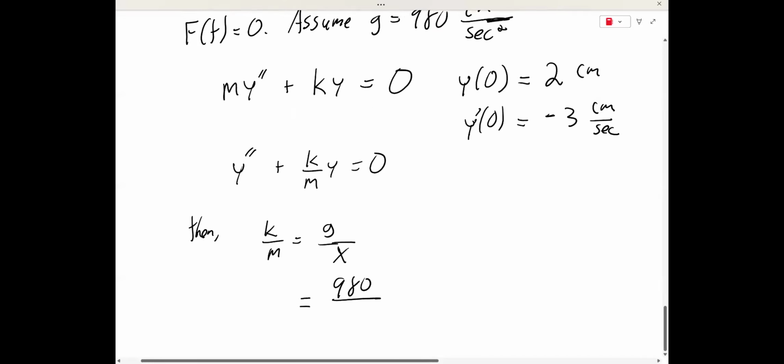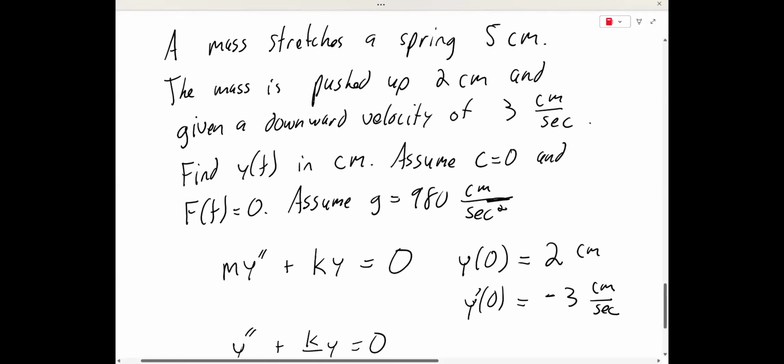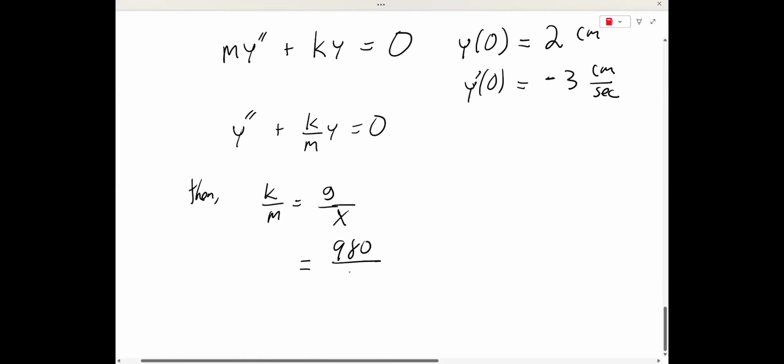Okay, that g is 980, and then the x, right? That's the displacement due to the weight. That was what? Yeah, 5. That's just how much it stretches it. So the spring constant, k over m, it'd be 980 over 5. And that is 196. Because that'd be the k over m for this one. Okay, so anything on that?